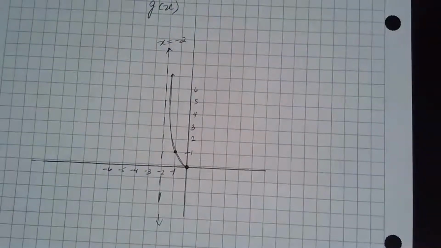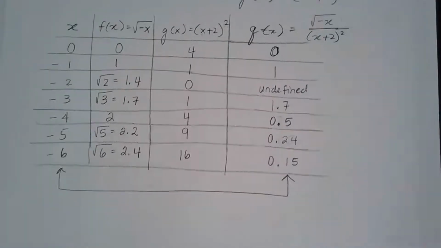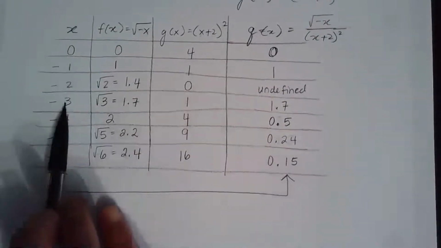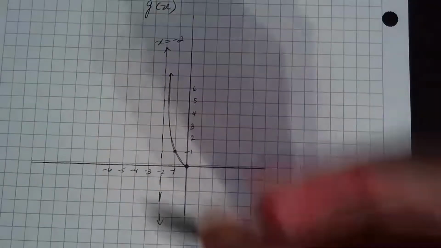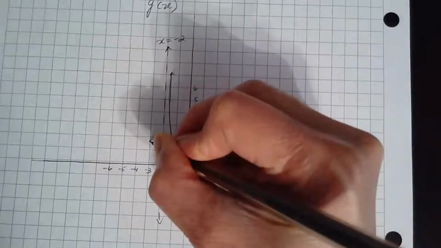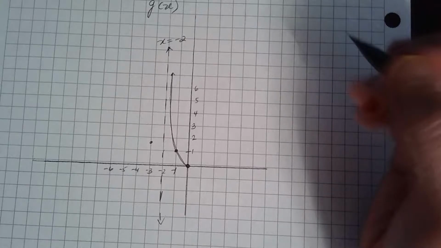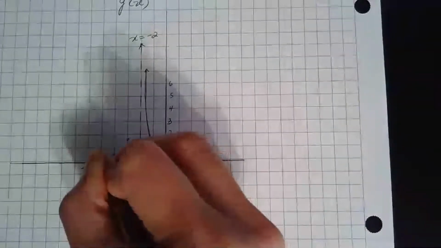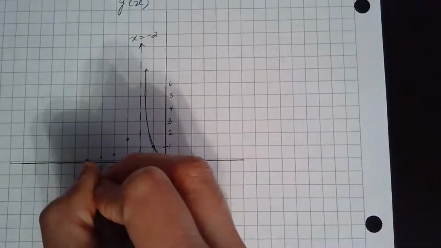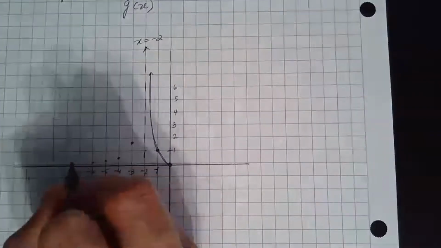Okay. Now let's continue on with this one in here. The next one would be negative 3, 1.7. So negative 3, 1.7. So approximately there. Negative 4 is 0.5. Negative 5 is 0.24. It gets smaller. And negative 6 would be even smaller. So that kind of looks like it's going this way.